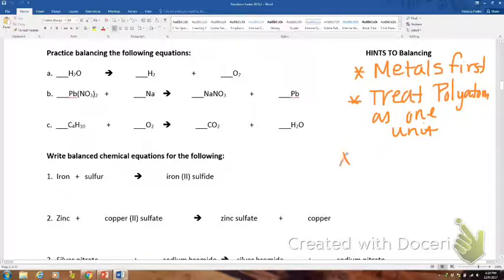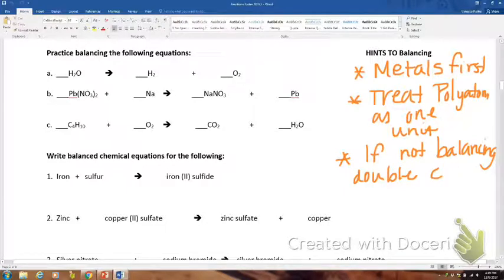And then if you're having trouble balancing, you're going to want to go back and double check that you wrote your formulas correctly. Because sometimes if it will not balance no matter what you've tried, you probably wrote one of the formulas incorrectly. The first thing to check is make sure you wrote your Brinkelhoffs as diatomic. So that's the first thing you always want to check. And only change those subscripts if you realize, oh, I didn't write that correctly.